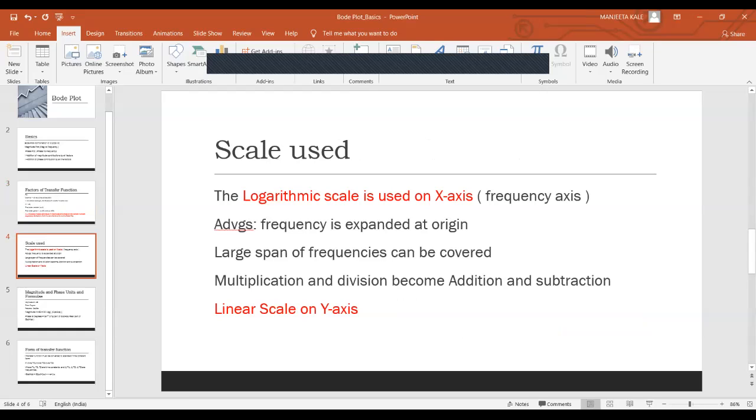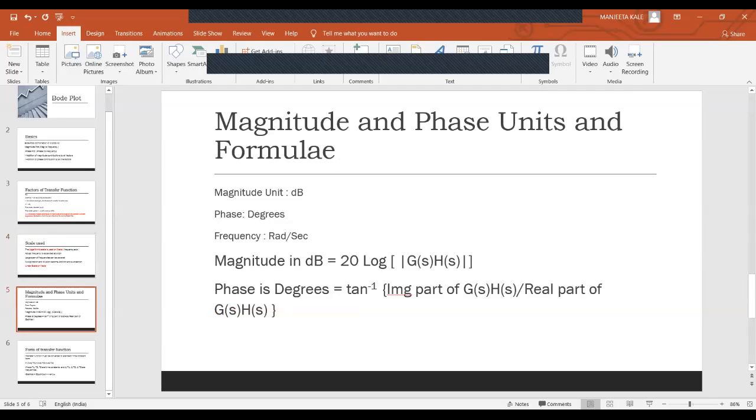Using logarithmic scale on x-axis and linear scale on y-axis, the formulae that we are using are magnitude in dB. We are using magnitude in dB, by the way. Units are specified here on the screen.